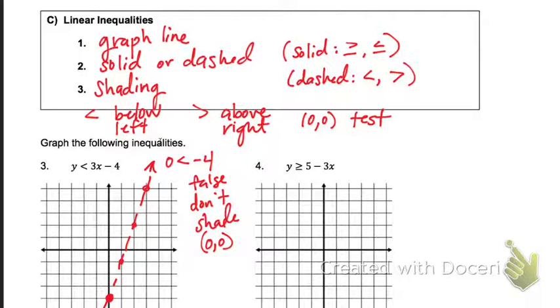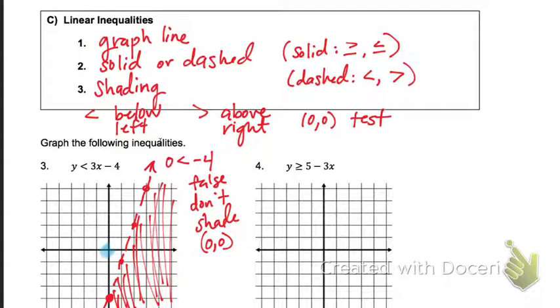And this is one where it gets a little tricky, like I don't exactly know where to shade, but I'm shading below. So this gets shaded, but another way to test it is by doing the 0, 0 test right here. So here's 0, 0. This statement is false, so I don't shade where 0, 0 is.